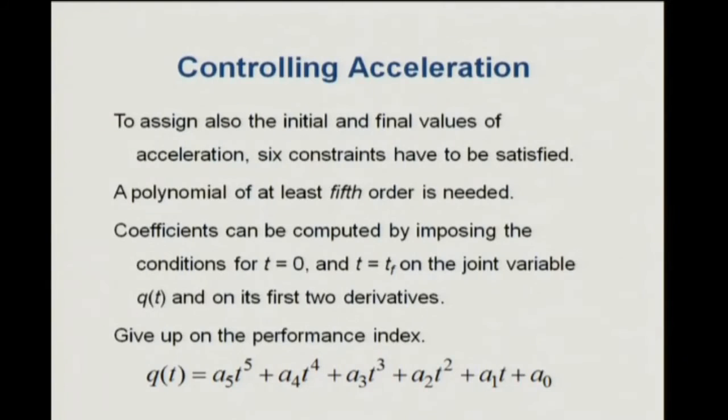Okay. Now, if I want to also control the acceleration, I do not want the jumps, and I want to actually control the values, they need at least a fifth order polynomial. So that you have 6 coefficients, you have 6 constraints, so you need 6 coefficients. So, you need to go to a 5th order polynomial. So, impose the conditions at 0 and tf, and you can solve it.